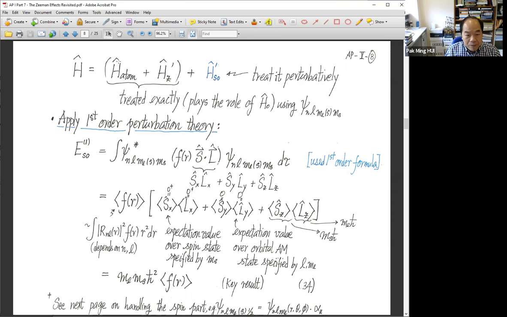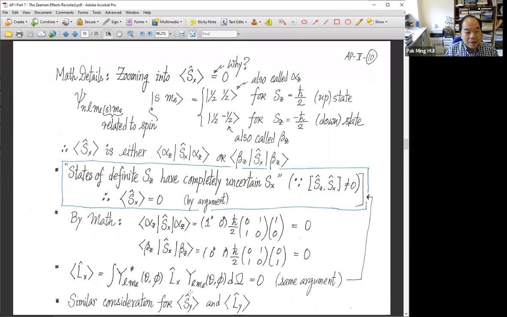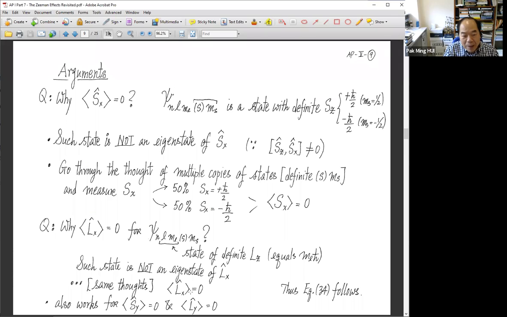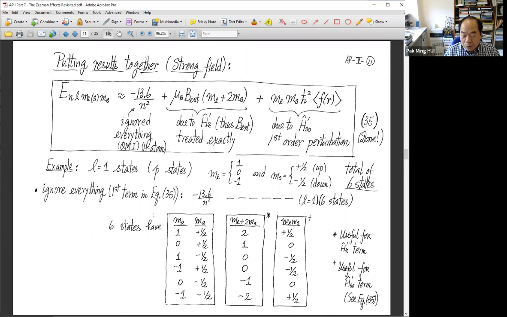Let me summarize. We use this state to handle the Zeeman term exactly, because it's more important for strong field. Then we use first order perturbation theory to handle this spin orbit term. It turns out that we can do that. And then this is the result, apart from an integral to be done. So these two pages are just the argument that I made. It's the same thing. So let me conclude this treatment.